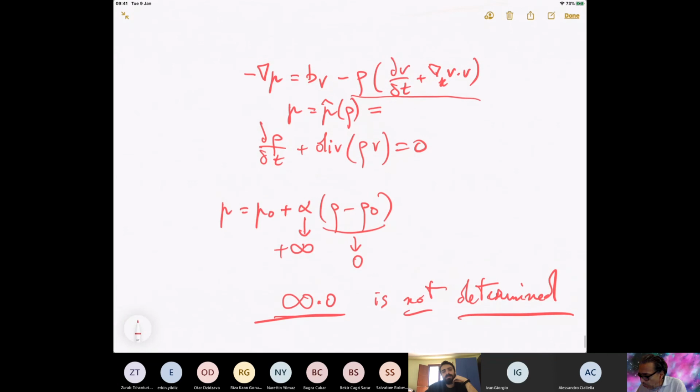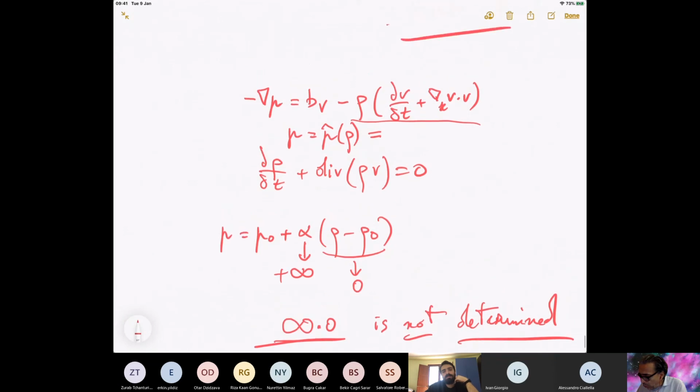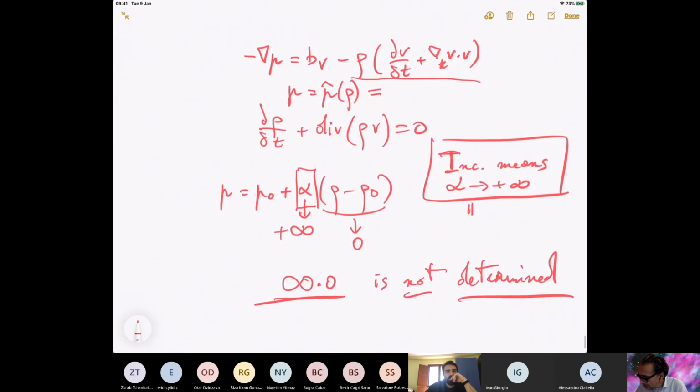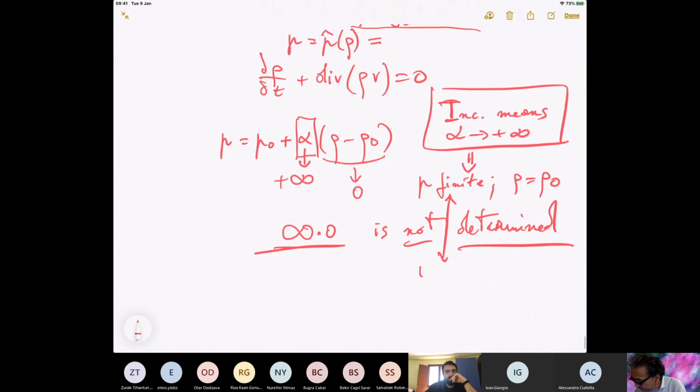In the sense that every real number can be a limit of the form 0 times infinity. So when we impose incompressibility, it means alpha tending to plus infinity. This implies P finite and rho equal to rho 0. P is finite and unknown.